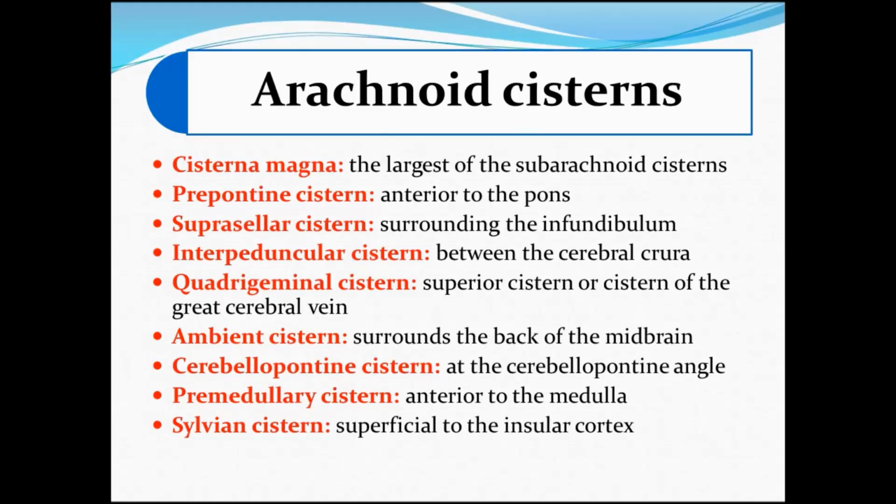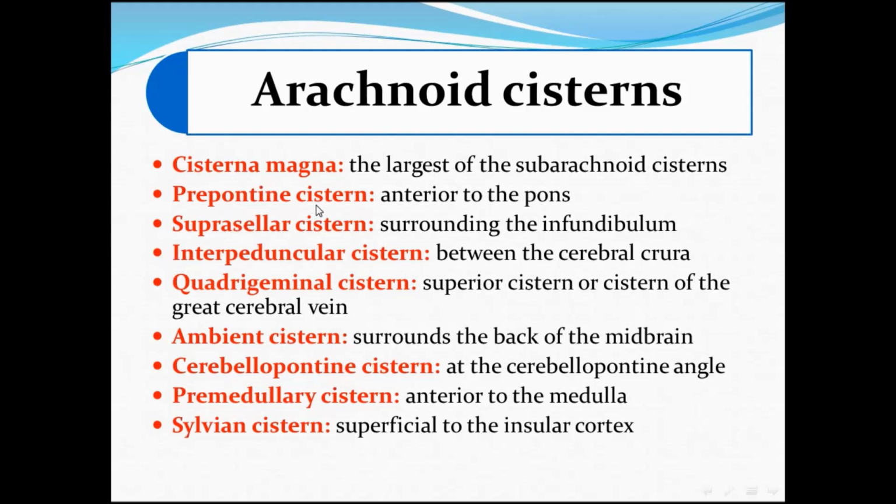The arachnoid cisterns are also a part of the CSF circulation, and it's important to identify these cisterns since some small pathologies can start with the obliteration of these cisterns. The cisterna magna is the largest of these subarachnoid cisterns. It lies posterior to the cerebellum. We will see this on the images in the next few slides.